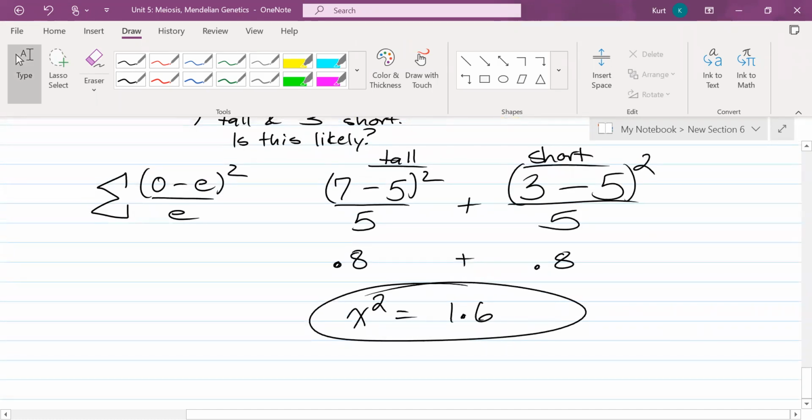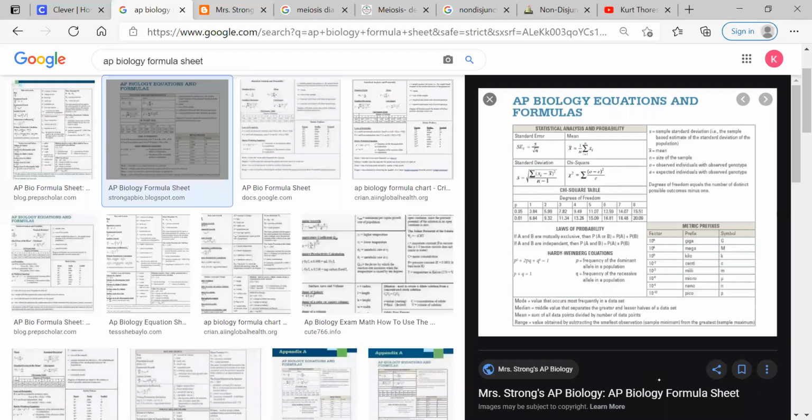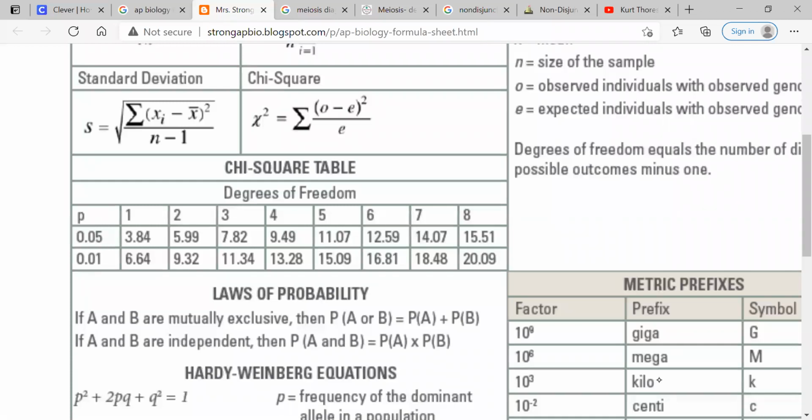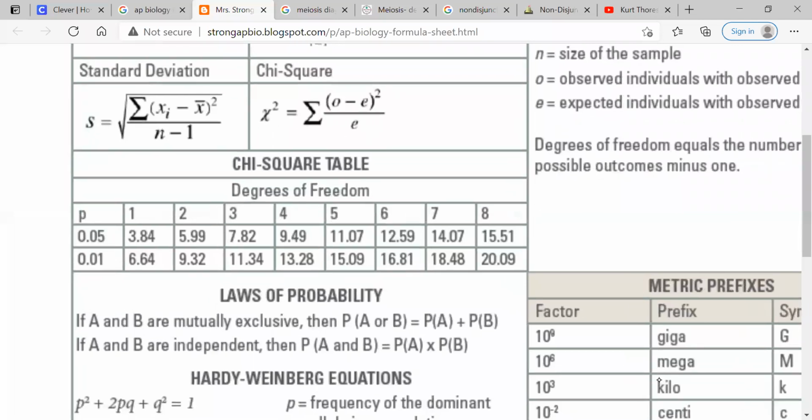Everybody so far so good? You would then need to look at your formula sheet, which I have up here on the ready. Let's go back up here. There you are. Okay. Which confidence value do you typically look at? 0.05 or 0.01? 0.05. It's called your p-value. And how many degrees of freedom were there? We have tall and we have short. So how many degrees of freedom is that? 1 degree of freedom. So you look where 0.05 intersects with 1 degree of freedom. What is our critical value? 3.84 is correct. So our critical value is 3.84.